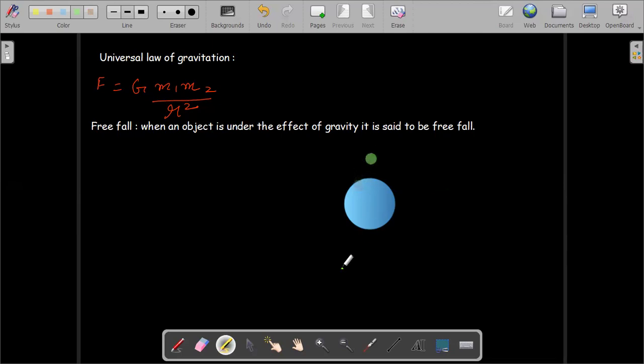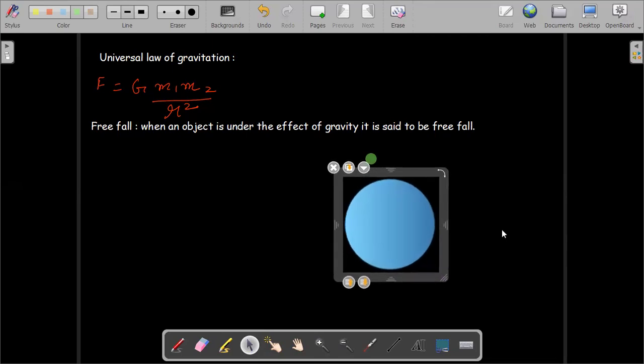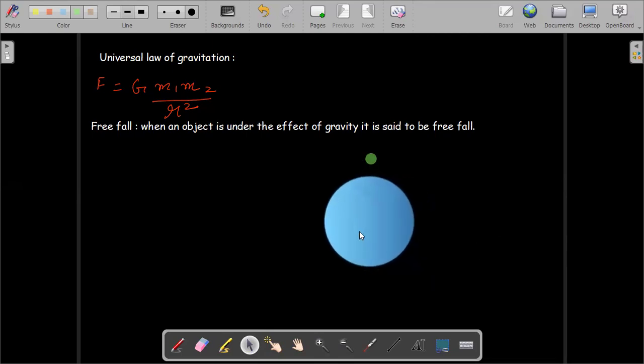Okay, so let's say here we have a body which is falling freely towards the surface of the earth. Let the mass of this object be m.